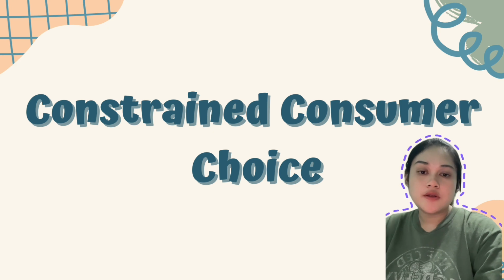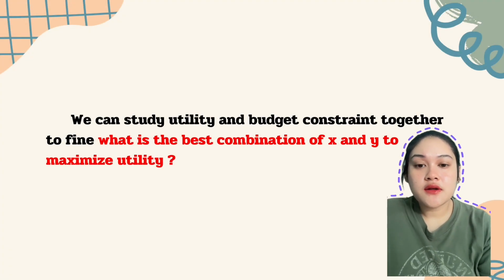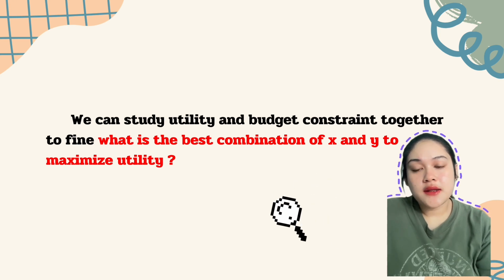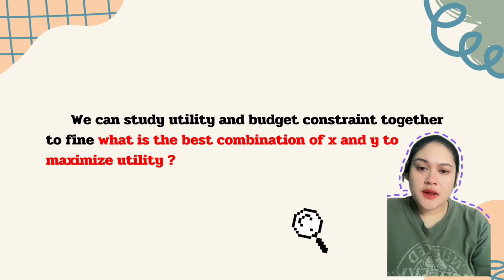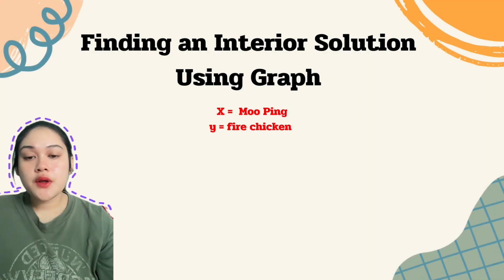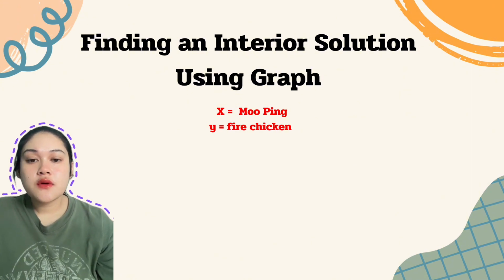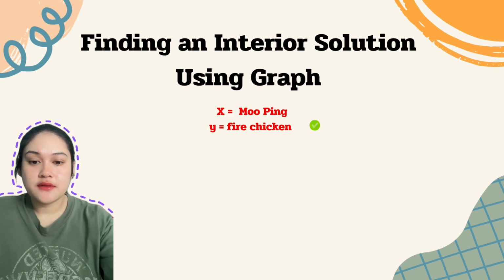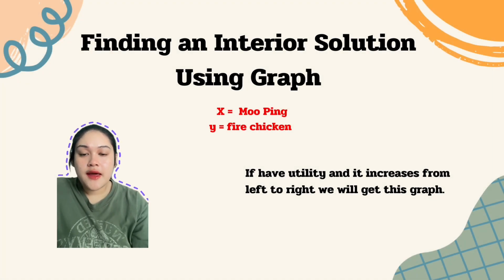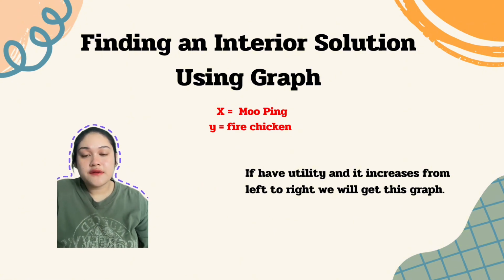Today we will be talking about consumer choice. Okay, we can study utility and budget constraint together. What is the best combination of X and Y to maximize utility? We will find an interior solution using a graph. So X is หมูปิ้ง, Y is fried chicken. If we have utility and it increases from left to right, we will get this graph.